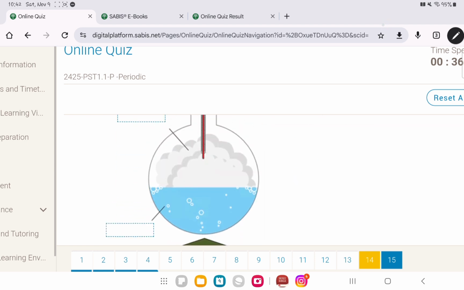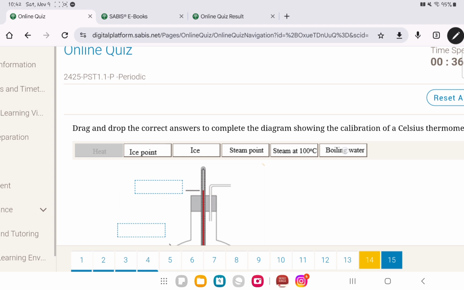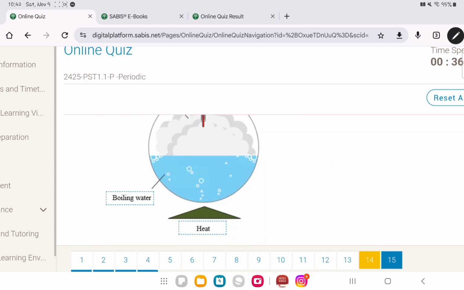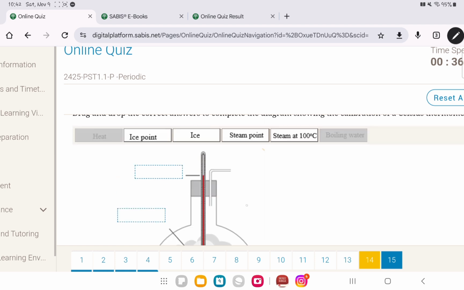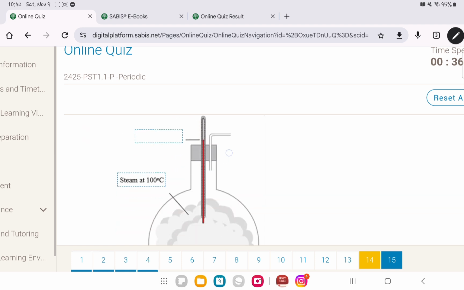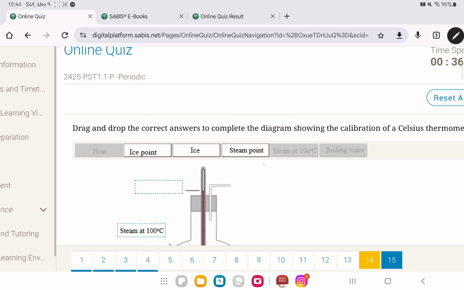Then inside of the glass, there is water. When you add heat to the water, it starts to boil, okay, when it reaches 100 degrees Celsius. So we call this boiling water. Now, when water boils, it will change from water to gas. The gas of water, we call it steam, and usually the steam is at 100 degrees Celsius, so it is steam at 100 degrees Celsius.